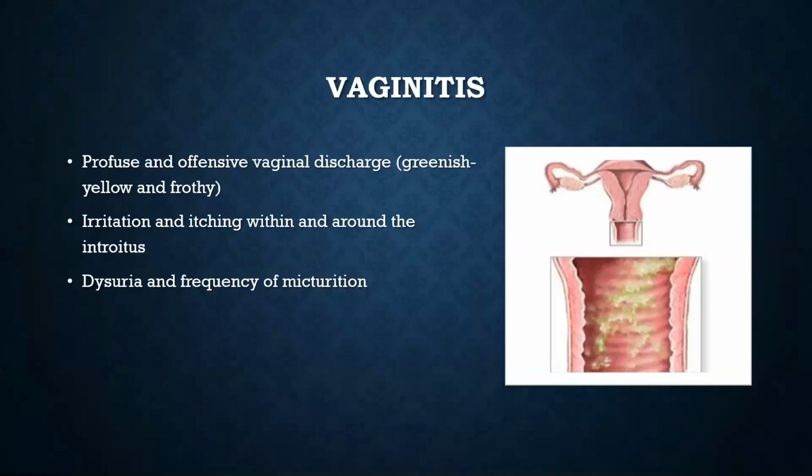Lastly, we have vaginitis. Talking about vaginitis, we know that it's inflammation of the vagina, and that too results in discharge which is very profuse and offensive. The discharge is usually greenish or yellowish or salty in nature. Plus, there will be irritation and itching within and around the introitus. Dysuria and frequency of micturition is an important symptom in case of vaginitis.